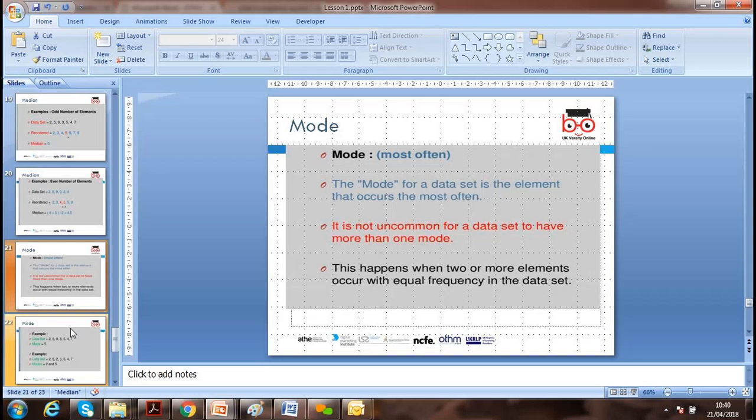The mode for the data set is the element that occurs the most often. It is not uncommon for a data set to have more than one mode. That happens when two or more elements occur with equal frequency in the data set.